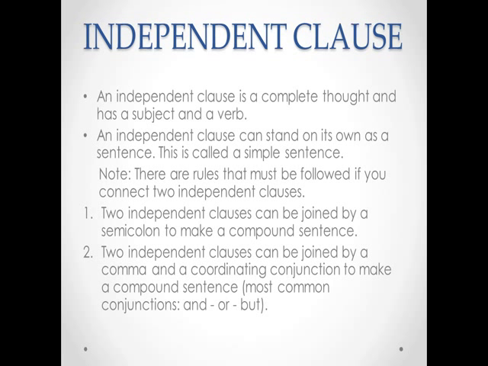Note, there are rules that must be followed if you connect 2 independent clauses, and we're going to talk more about this when we talk about punctuation. But for now, what you need to know is if you have 2 independent clauses, you can join those 2 independent clauses by a semicolon to make what we call a compound sentence, or you can join those independent clauses with a coordinating conjunction. And typically the most common conjunctions are "and," "or," and "but." And we're going to talk more about those coordinating conjunctions too, in a way that you can memorize the coordinating conjunctions.